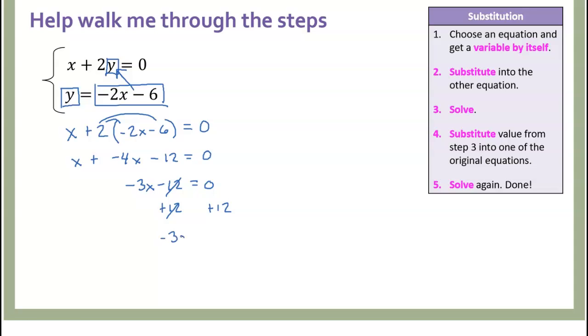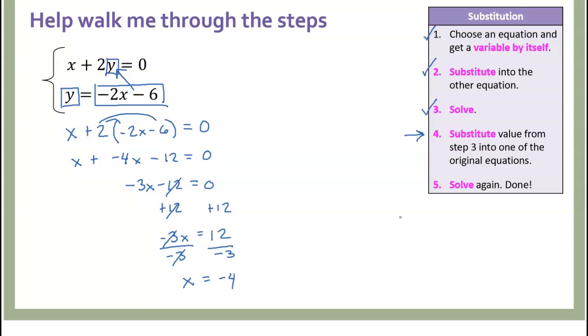We have negative 3x equals 12. And our last step here is we will divide by negative 3 to get x by itself. Now, I said last step, but I just meant last step to get x. 12 divided by negative 3 is negative 4. We did this step, we did this step, we did this step.